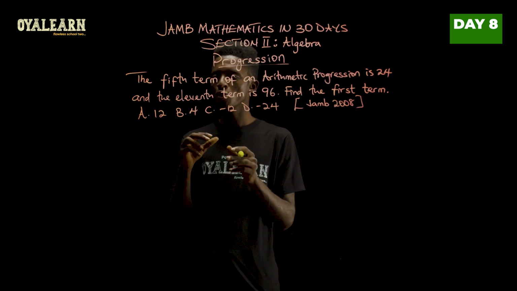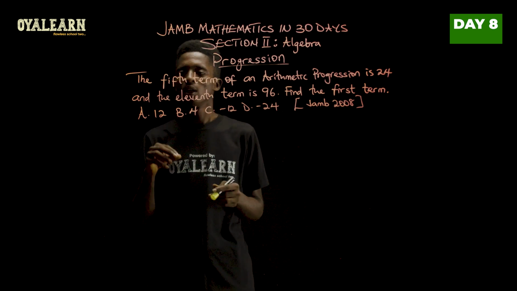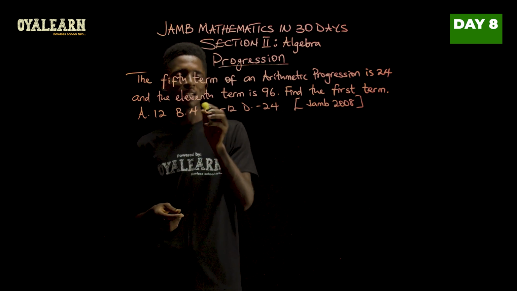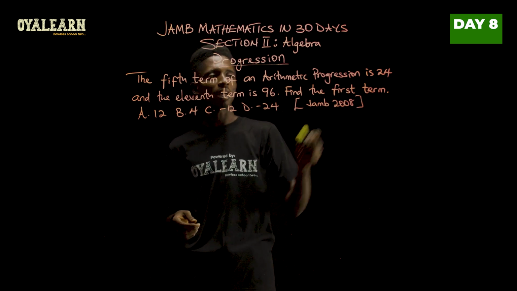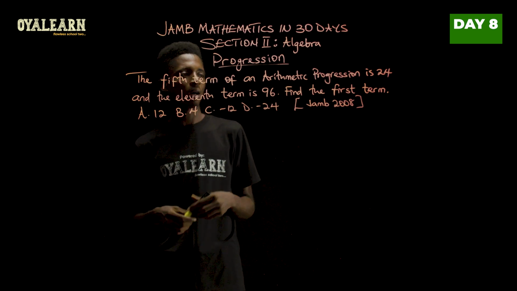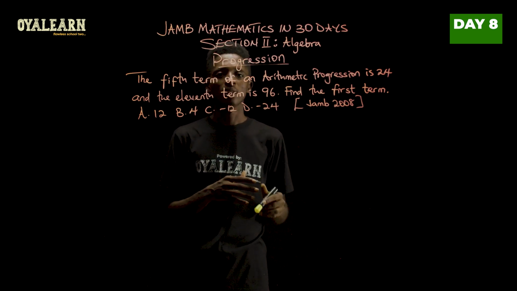Now this question is also similar to the last one we solved, but this time we are given the fifth term of an AP as well as the 11th term. So the fifth term is given as 24 and the 11th term is given as 96. So now we have to find the first term.